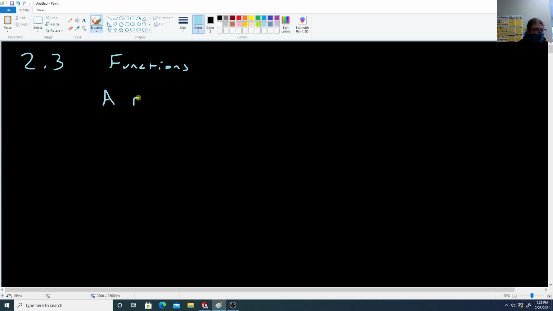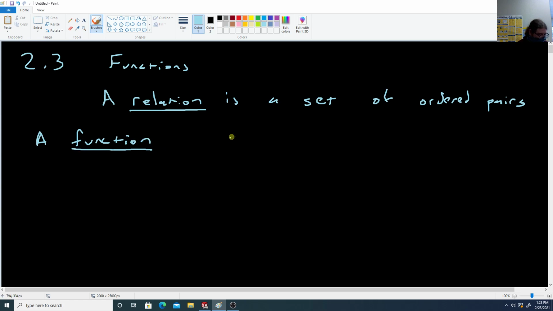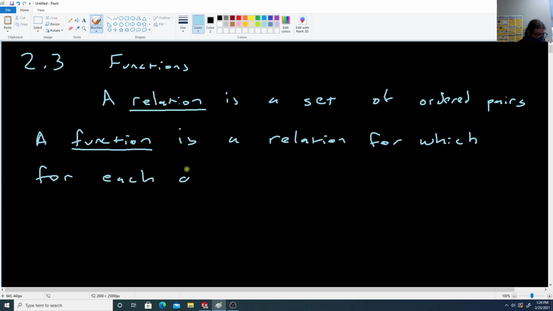So we say a relation is a set of ordered pairs. And a function is a type of relation. So a function is a relation in which for each distinct value of the first component, there is exactly one value of the second component.